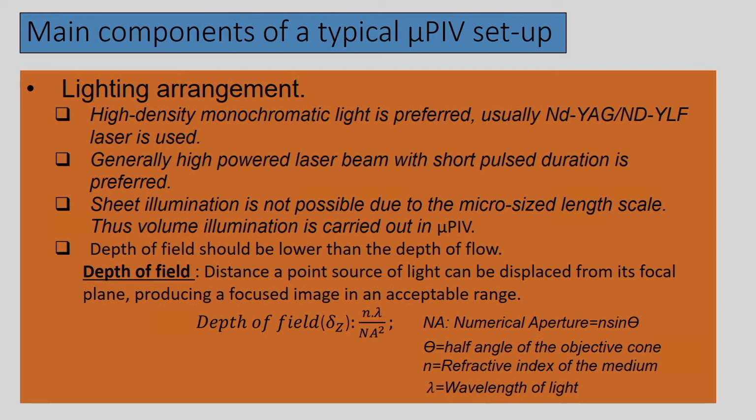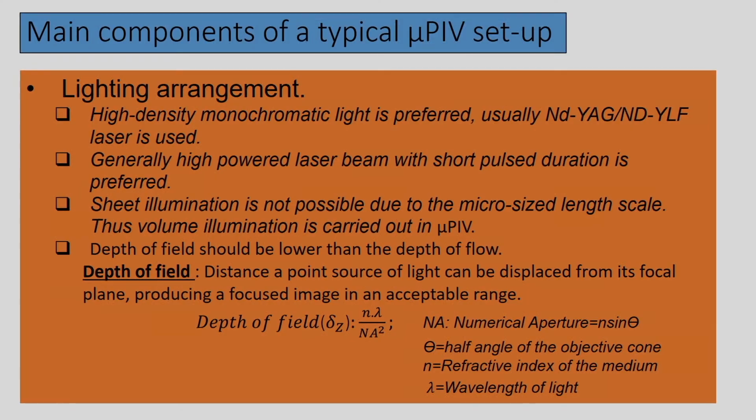But for the micro PIV analysis, if we just try to illuminate a particular small area, then it is very difficult to ensure that a sufficient number of particles will be there in the fluid in that particular zone, and that is why it is better to illuminate the volume, so that we can have at least a sufficient number of particles present in that volume, and the entire objective of calculating flow parameters will be ensured. And the final point is the depth of field should be lower than the depth of flow.